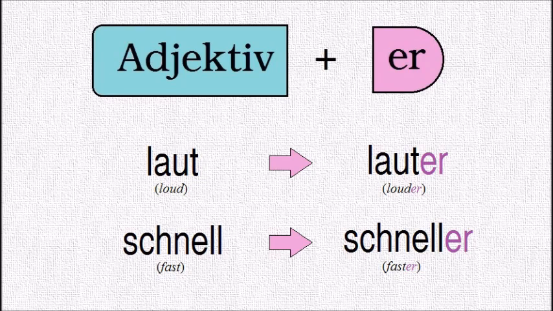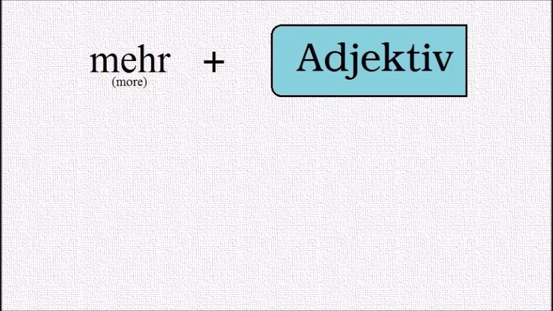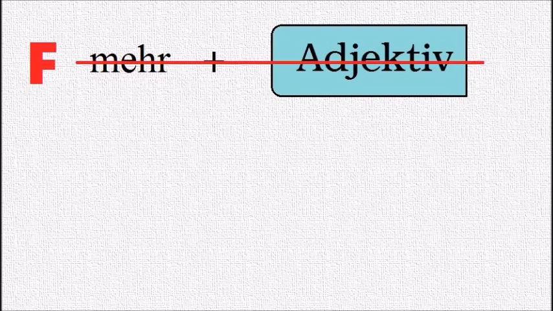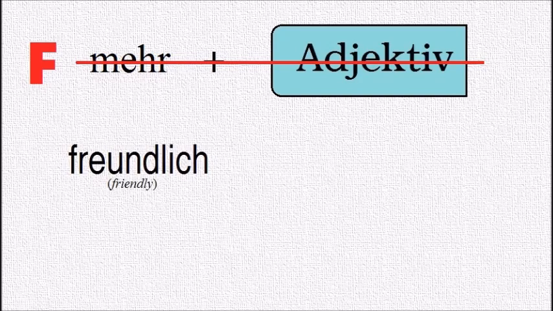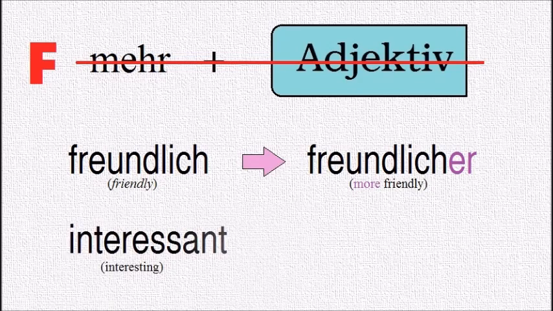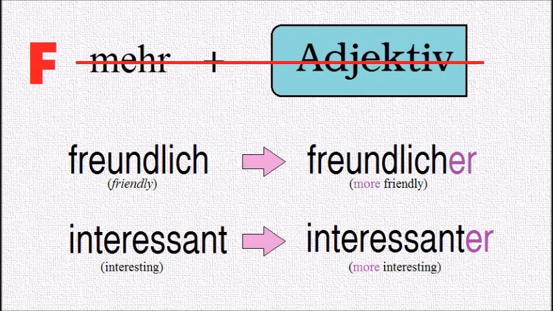In English, long adjectives have a different grammatical form, namely using more plus adjective. But in German, all comparative forms are built with the -er method. Using mehr is not possible. For example, freundlich, friendly, freundlicher, more friendly, interessant, interesting, interessanter, more interesting. Pretty easy, right? There is one more thing to consider though.